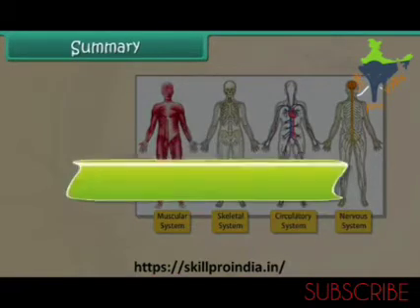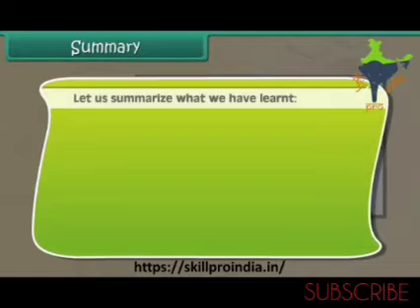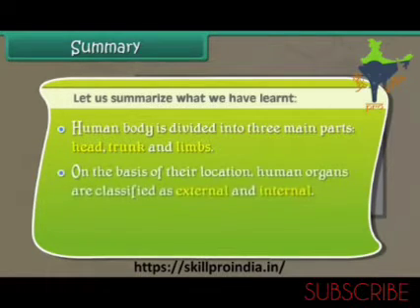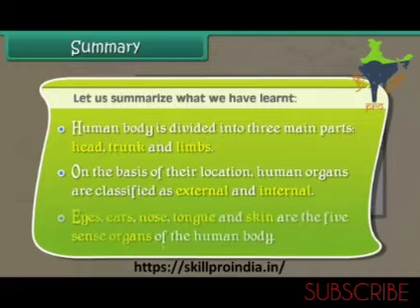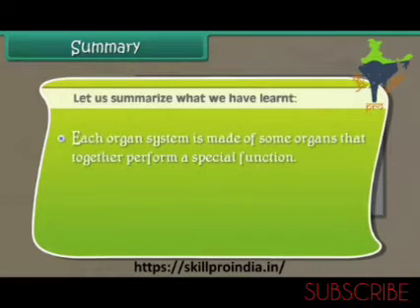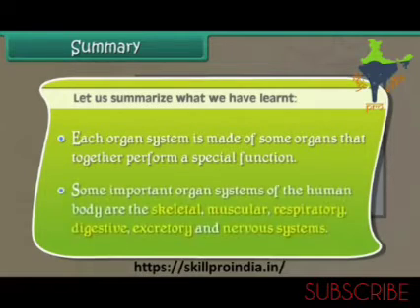Summary. Let us summarize what we have learned. Human body is divided into 3 main parts: head, trunk, and limbs. On the basis of their location, human organs are classified as external and internal. Eyes, ears, nose, tongue, and skin are the 5 sense organs of the human body. Each organ system is made of some organs that together perform a special function. Some important organ systems of the human body are the skeletal, muscular, respiratory, digestive, excretory, and nervous system.